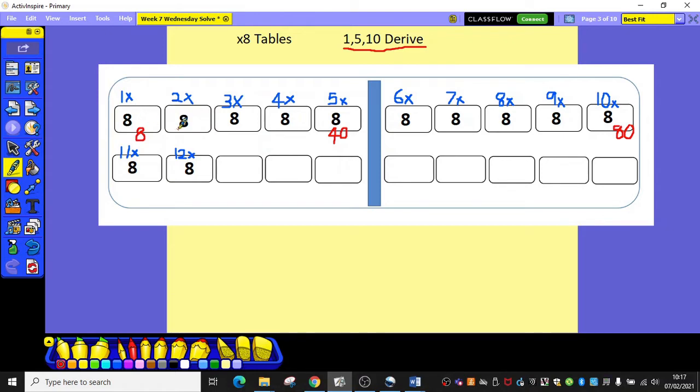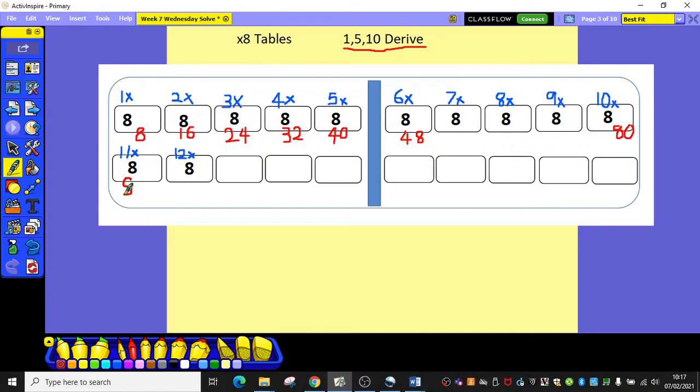So double 8 is 16. In other words, 8 more than 8 is 16. If I double 16, I get 32, and that gives me 4 times 8. 16 add 8 more is going to be 24. And I could double 24 to give me 6 times 8. So the answer there is going to be 48. I can also see that that is 8 more than 5 times 8.